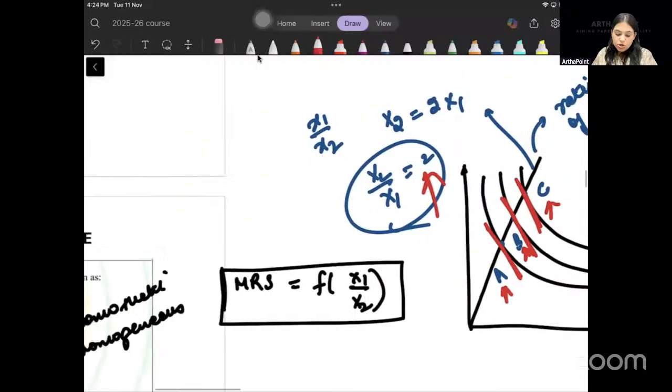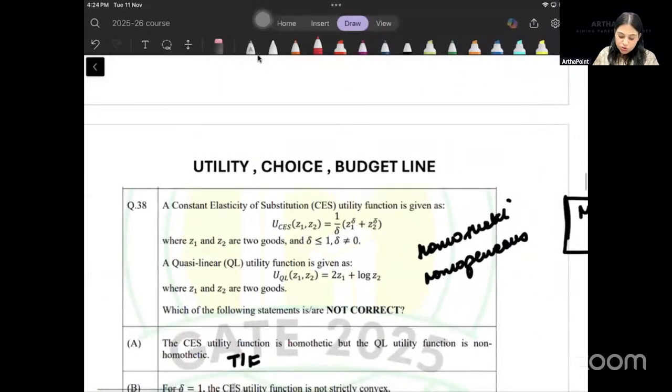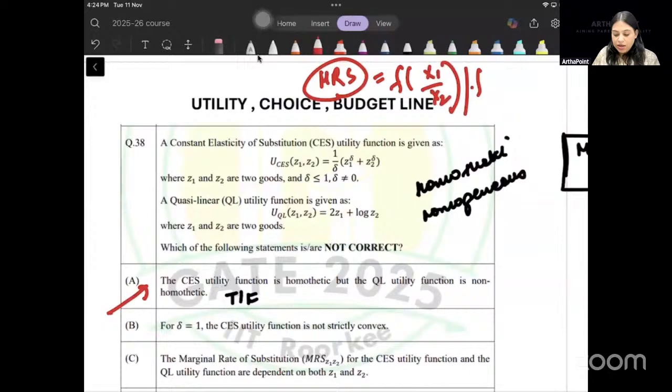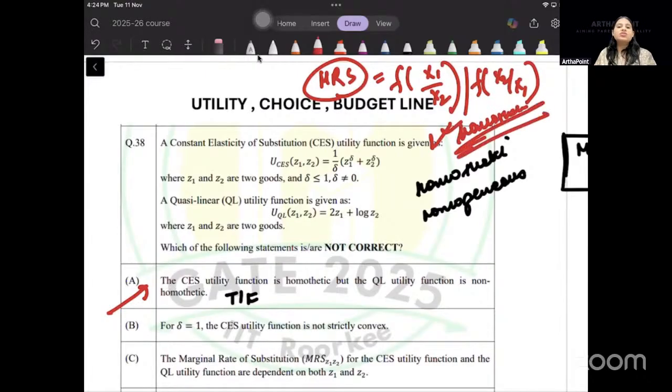Okay. So basically what do we have to check in this question for part A? Very simple. You will find the MRS. If the MRS is a function of x1/x2 or x2/x1, then it is homothetic. Now find the MRS of this and the MRS of this. Find the MRS.